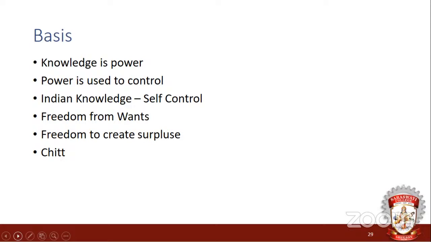The powerful people protecting the weaker part of the society. That is what I mean by self-control. Then the Indian knowledge system also talks in depth about freedom from wants. I think the economists here would differentiate very well between wants and needs. What you need and what are your wants. Garza and apeksha. Freedom to create surplus.